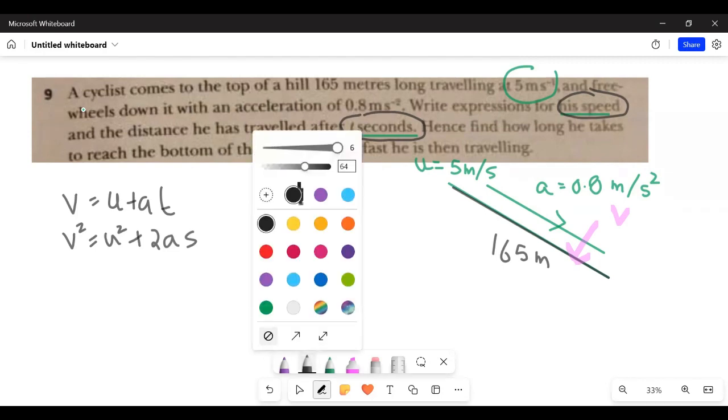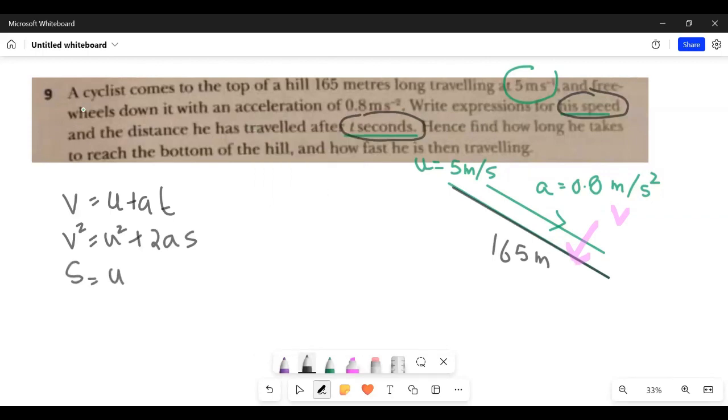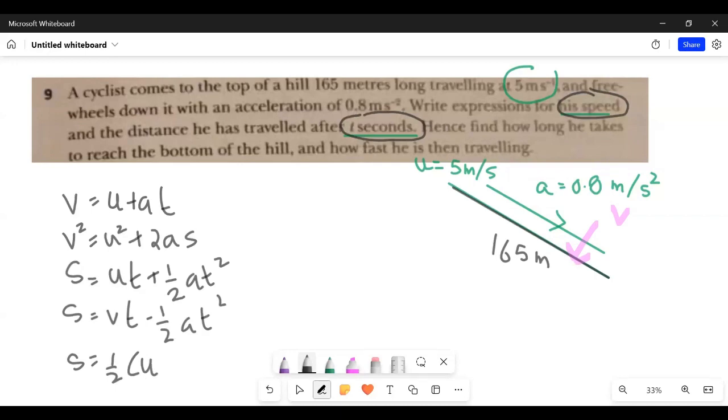Another formula that we know is s equals ut plus half at squared, or s equals vt minus half at squared. And another one is s equals half times u plus v times t. So we have to find the expression for v in terms of u, a and t. So it's going to be this equation: v equals 5 plus 0.8t. This gives the expression for v in terms of t.